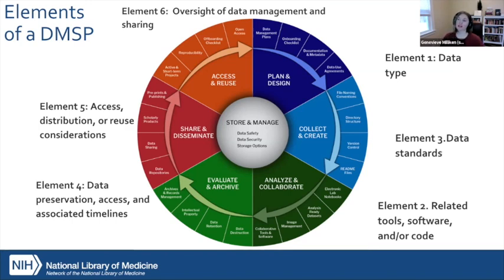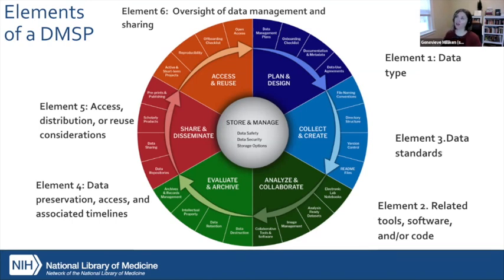And then element 4 is related to data preservation, access, and associated timelines. And that really can be mapped onto things like evaluation and archiving. And then of course, 5 is access, distribution, or reuse considerations. And we can really think about the stages of the research data lifecycle related to sharing and dissemination. So thinking about data repositories, preprints, publications, things like that.